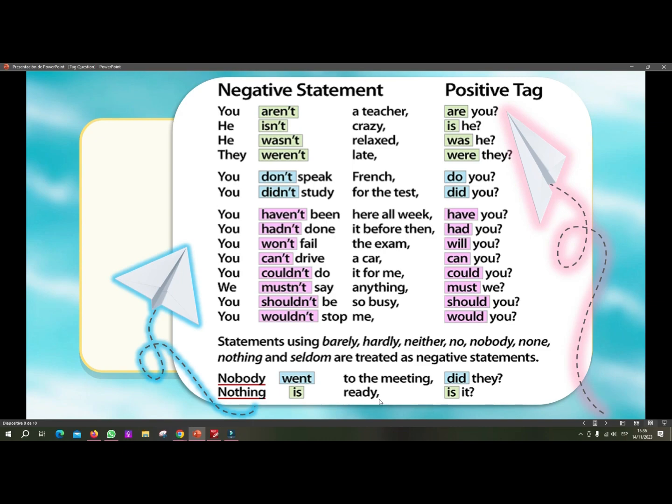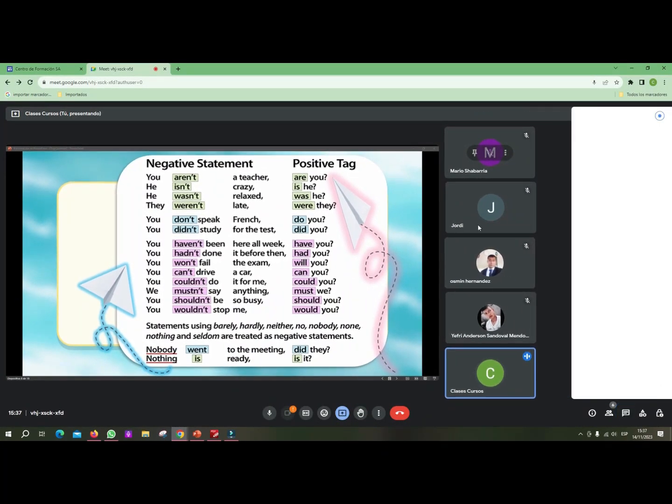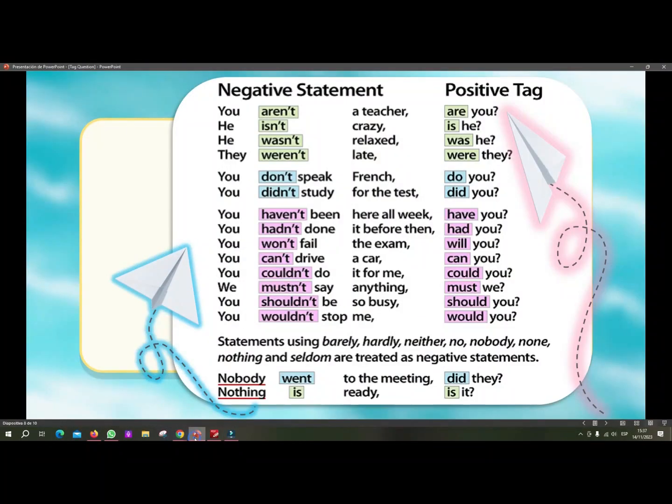Nothing is ready, is it? Right? So in this case, that is simple present, but you have nothing in this case, so you are going to take that one as a negative statement, okay? So nothing is ready, is it? Right? So don't forget these guys. If you have, in this case, a negative statement, you're going to have a positive tag. If you have a positive statement, you're going to have a negative tag, right?